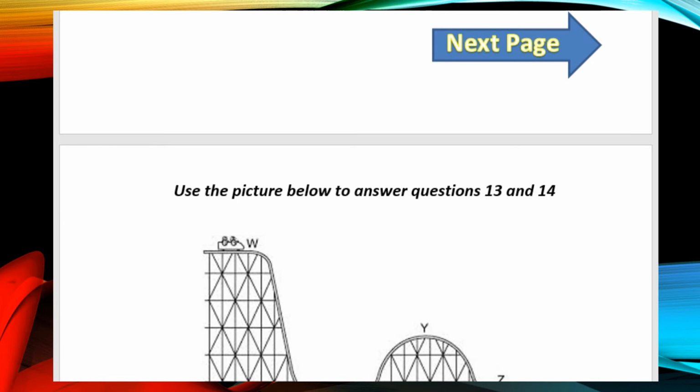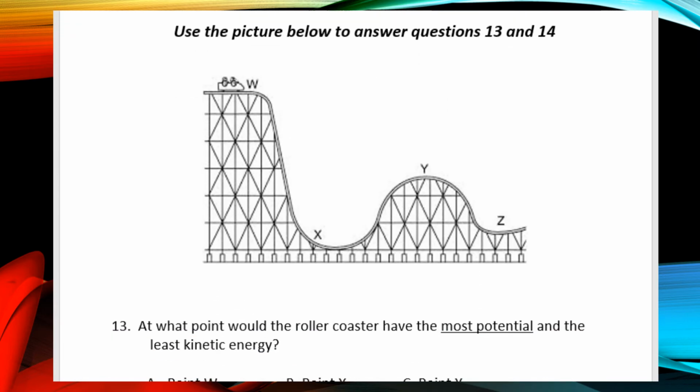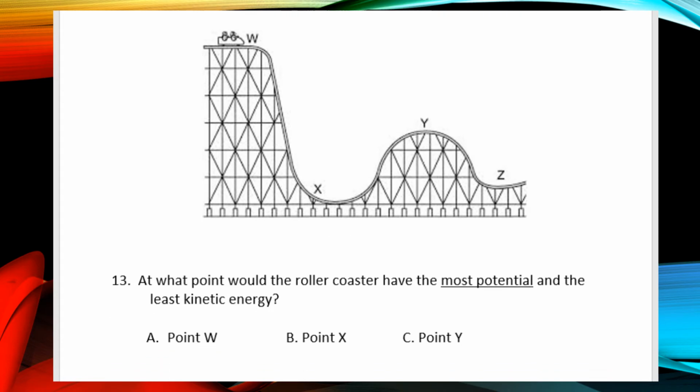Next page. Use the picture below to answer questions 13 and 14. Number 13. At what point would the roller coaster have the most potential and the least kinetic energy? A, point W, B, point X, C, point Y.